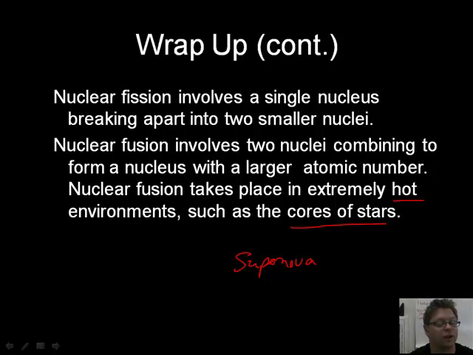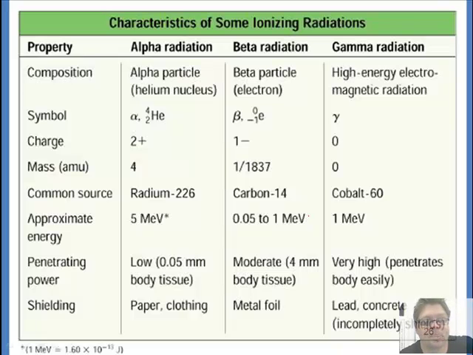Our sun is a very hot star. The reactions taking place here are two nuclei coming together, like hydrogen, fusing together to make helium. These are some characteristics of different types of radiation and the amount of penetrating power of these types of radiation.